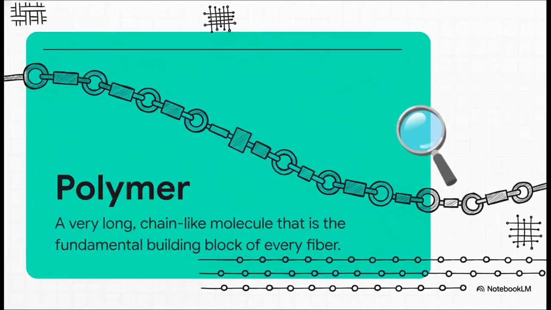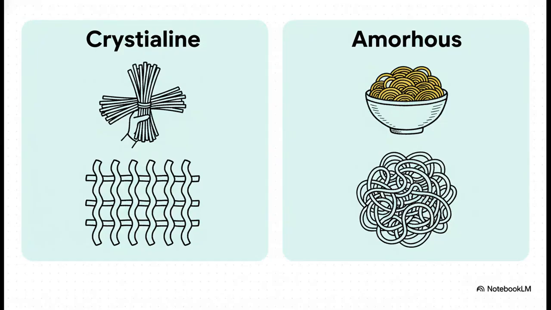Okay, so every fiber, doesn't matter if it's natural like cotton or synthetic like polyester, is built from something called a polymer. Just picture a super long chain made of all these repeating links. And for that chain to make a good, strong fiber, it needs to be really long and pretty straight. And these long chains can exist in two main ways, which this slide explains perfectly with my favorite analogy, spaghetti.